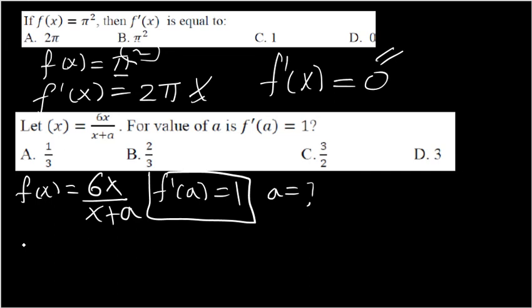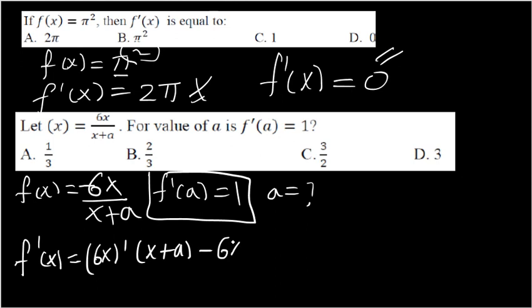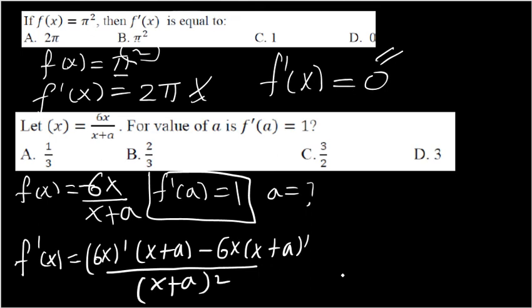Okay, so let's derive first. We need to apply the quotient rule here. There are two functions, numerator and denominator. So f derivative of x, according to the quotient rule, is going to be 6x derivative times x plus a, minus 6x times x plus a derivative, the whole over the denominator, x plus a the whole square.